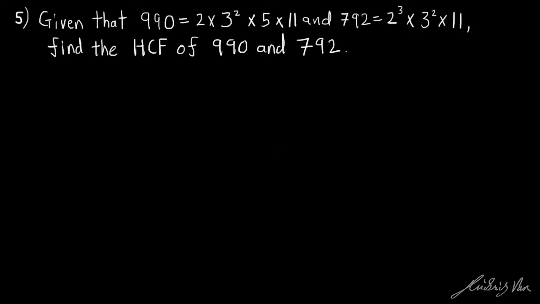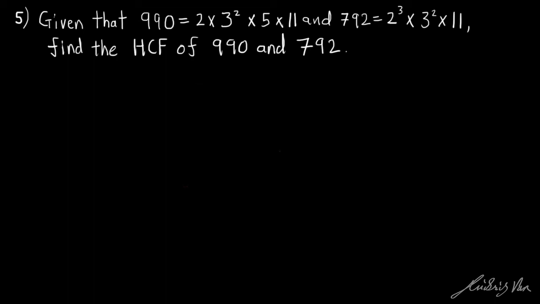The last example is a bit different. For this question, they actually give us the index notation of the numbers 990 and 792. So the question is: given that 990 is equal to 2 times 3 to the power of 2 times 5 times 11, and 792 is equal to 2 to the power of 3 times 3 to the power of 2 times 11. Find the highest common factor of 990 and 792.